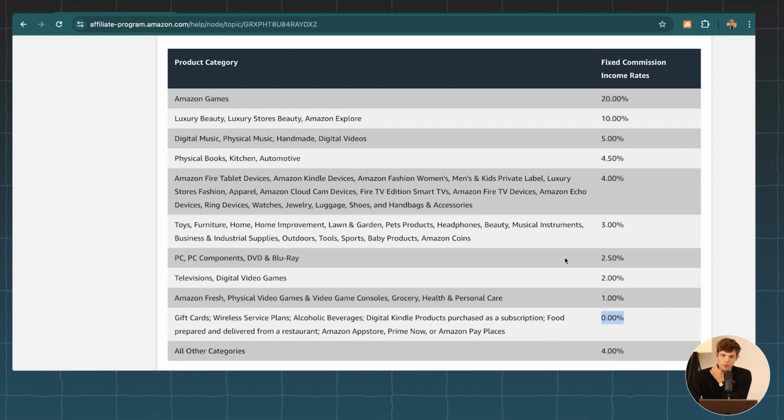Some of these can be pretty low, being honest, but lawn and garden tends to be pretty good. I think pet products is the category that we're going to choose here for the affiliate site that I'm going to build out today. All right, so that's one factor to take into account: how much money each category is going to be paying.